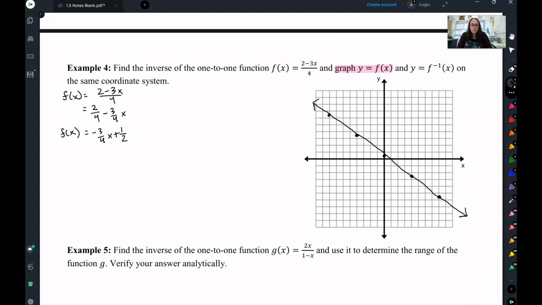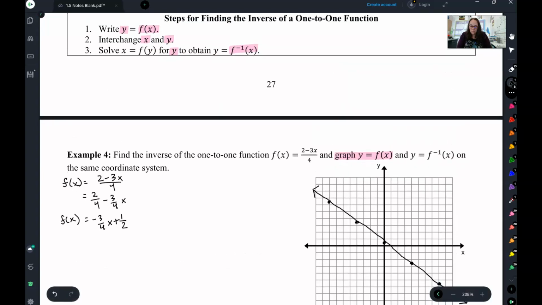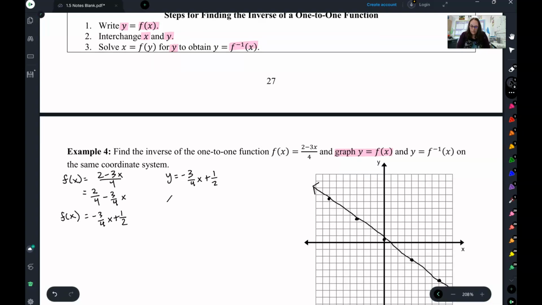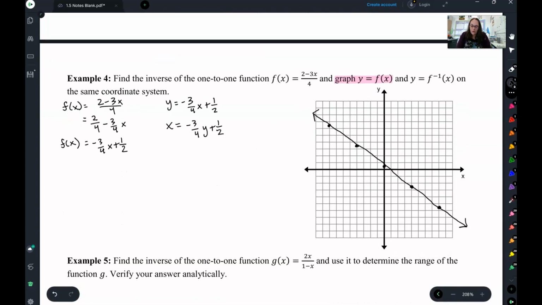Now, step 2, it wants us to find the inverse equation. So what we're going to do is follow those steps. First off, we're going to change the f of x to a y. So I'm going to change that to a y. Then I'm going to interchange the x and the y. Then I'm going to solve for y.